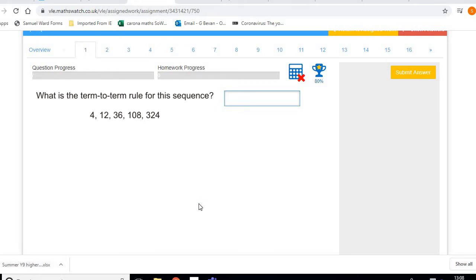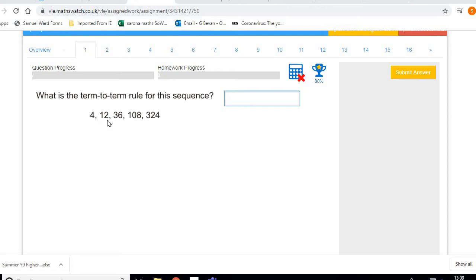Okay, I'm just going to talk through a few of the questions on sequences for you. So it asks for the term-to-term rule. Each of these numbers are called terms because sequences sometimes have letters in them as well. So we call the individual numbers or letters in the sequence terms. So the term-to-term rule simply means what do you have to do to one number to get to the next one.